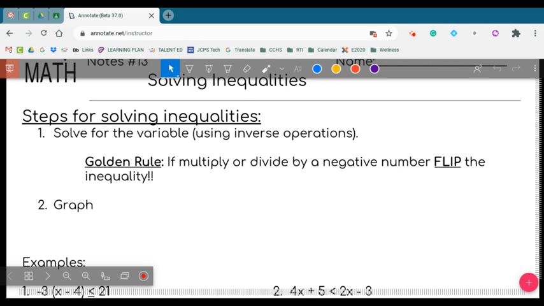Now, the only key thing with inequalities is we have what we call the golden rule. If you multiply or divide both sides by a negative number, you'll have to flip the inequality sign. So anytime we're dividing by a negative, we're going to have to flip that inequality sign. So that's going to be important. And then our last step is to graph, which we're actually going to talk about more tomorrow.